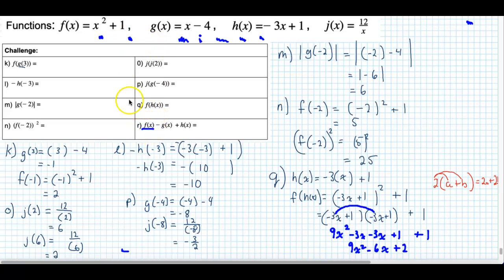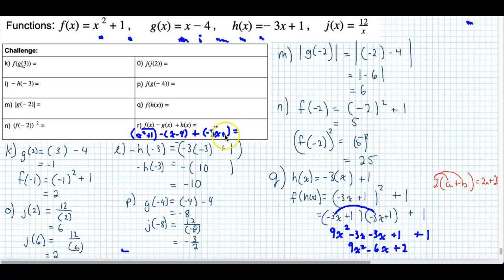For the next one, all we do is, we know what f of x is. Well, it is x squared plus 1, right? Okay, and then I'm going to minus g of x. What's g of x? X minus 4, right? Plus h of x. H of x is 3x plus 1. Or, sorry, negative 3x plus 1, okay?